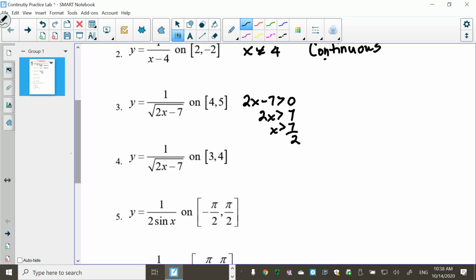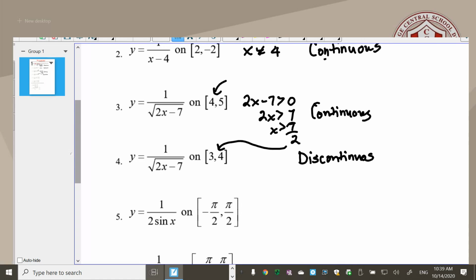So basically, I have to know where that is. x has to be greater than 7 halves. If I look within this interval here, 7 halves happens before 4, so this is continuous on this interval. Here, 3.5 falls within that interval, so it's discontinuous on this interval, even though it's the same function.